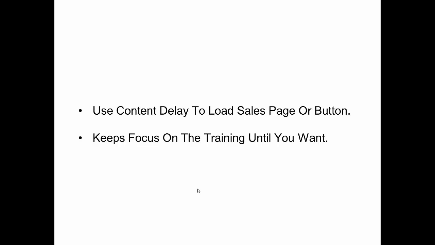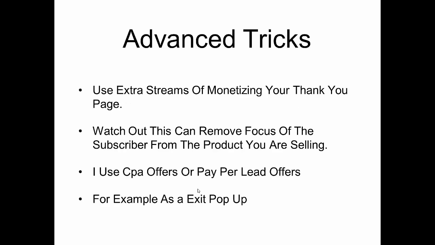Let me now share with you some advanced tricks that I use to pump out some extra cash out of my funnel. But be careful, as this can remove the focus from your subscribers. I like using CPA and pay-per-lead offers. I just plug them into my funnel. All I need is some creativity. For example, I use an exit pop-up when a subscriber tries to leave my web page. The exit pop-up will take them straight to a CPA offer. There are much more ways to do this. Just be creative and your mind will find a way for it. Let me show you how to create a perfect sales structure now.